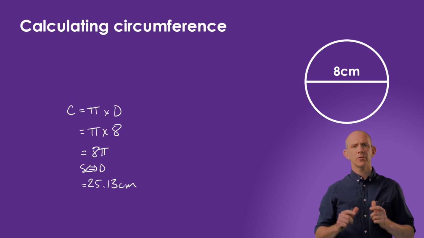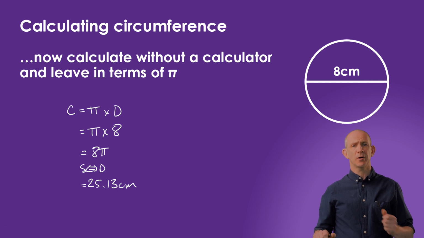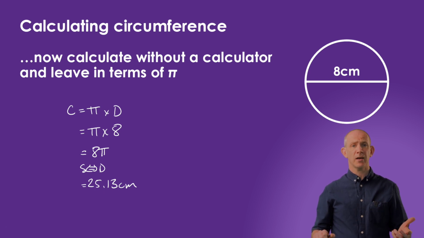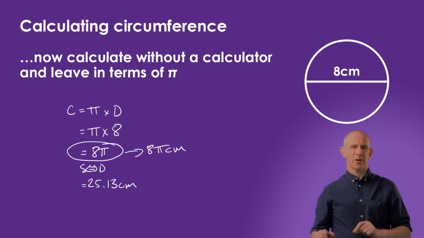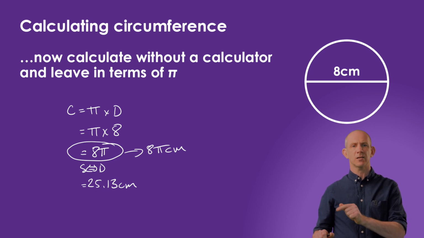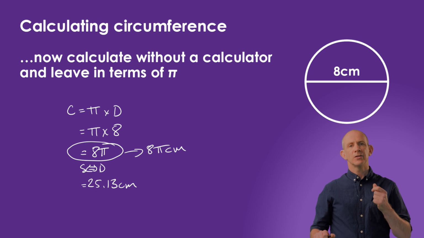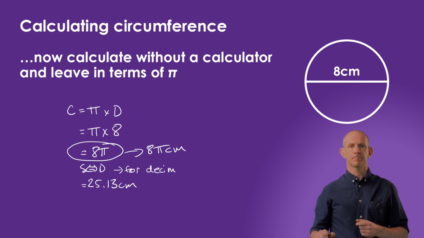However, we should also consider how we can give this in terms of pi, and in fact, we already have. When we stated the circumference was 8 pi, we could have just stated that was the circumference. That would have been an acceptable answer. If they're asking for an answer to a certain amount of decimal places, we know we're going to need to press S to D and then round it. This means you can use circumference on a non-calculator paper.